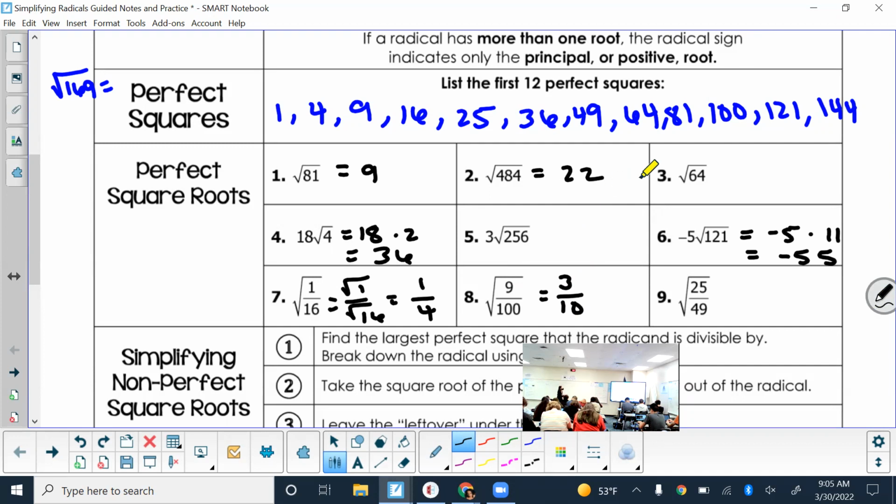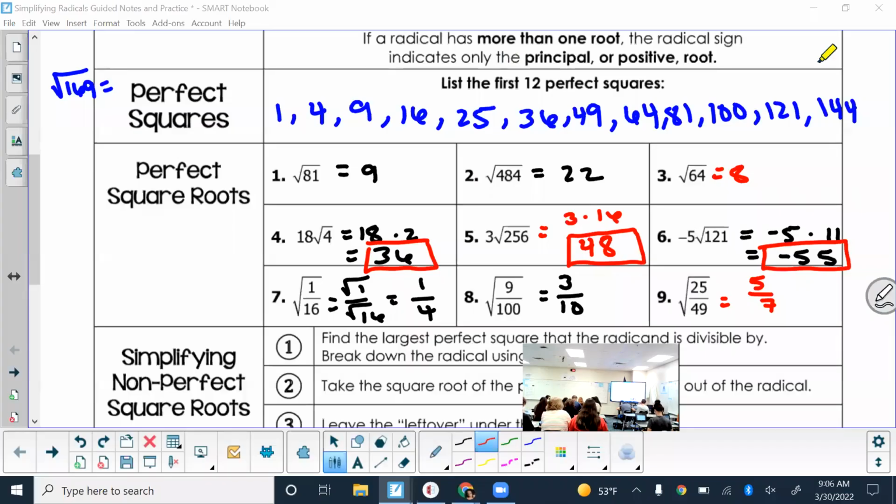So the ones that I didn't fill in, 3, 5, and 9, do those on your paper. I'll give you about a minute to do those. All right, so what's the square root of 64? 8. That one's a perfect square. It's on our list. If you didn't know, you can also type it into Desmos.